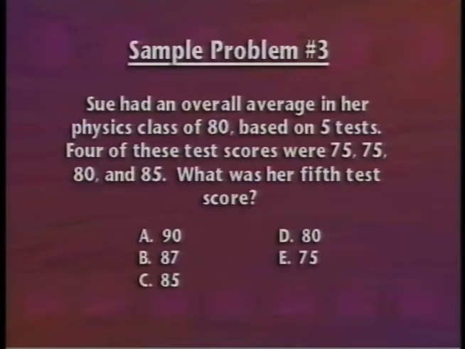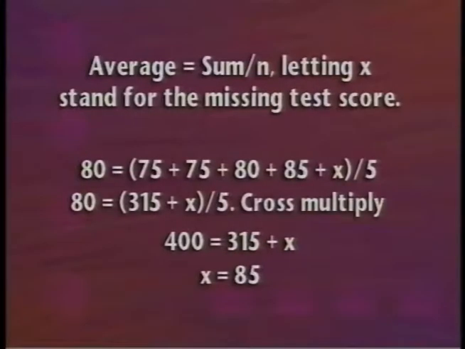It gives you the average based on 5 tests, 4 of the test scores, and then asks you to calculate the 5th score. So let's set up the following equation. The average equals the sum divided by n, and we'll let x stand for the missing test score. So the average 80 equals 75 plus 75 plus 80 plus 85 plus x, the unknown test, all divided by 5 tests.